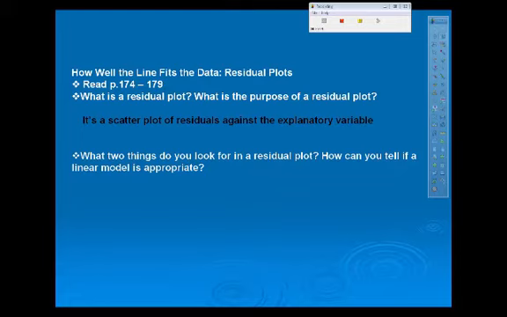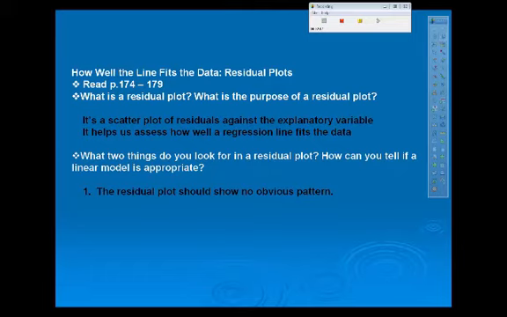What two important things do you look for in a residual plot? Well, the residual plot should show no obvious pattern, and the residuals should be relatively small in size. How can we tell if a linear model is appropriate? By checking to see if the residual plot has no obvious pattern and that the residuals are relatively small. We need to also look for outliers, etc. I found this online, and it will give you an idea of what these look like.